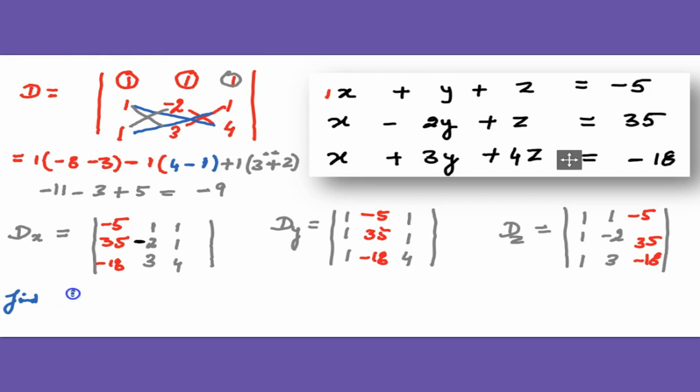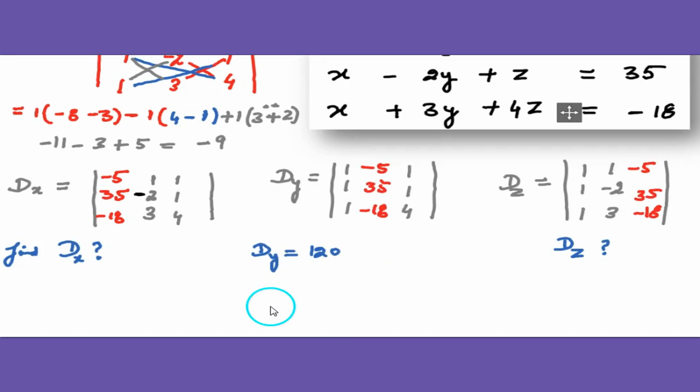Now you can find the value of x, how? Dividing dx by d. You can find the value of y, how? Dividing dy by d.